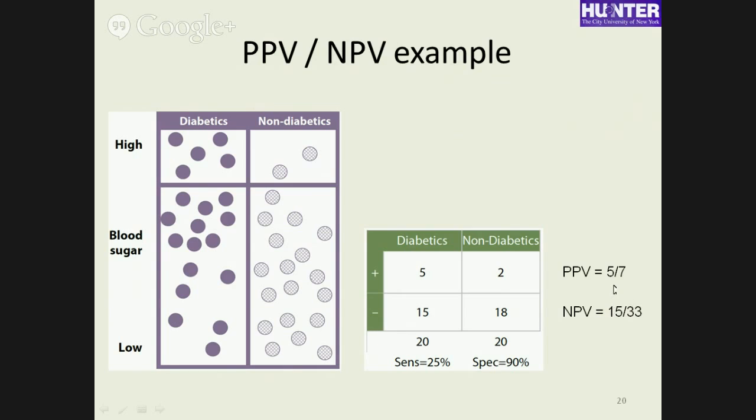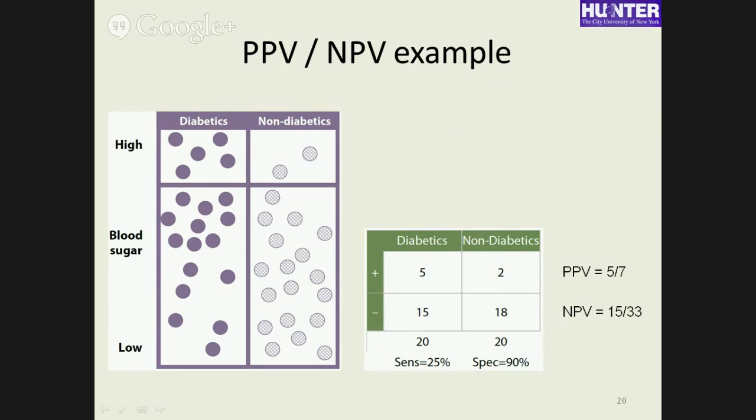Anyways, please take your notes and note that it should be 18 out of 33, because among the people with a negative test, what's the probability that they in fact do not have diabetes? It's 18 out of 33. Yes, Alex B, you're right, 18 out of 33 is the negative predictive value in this example.